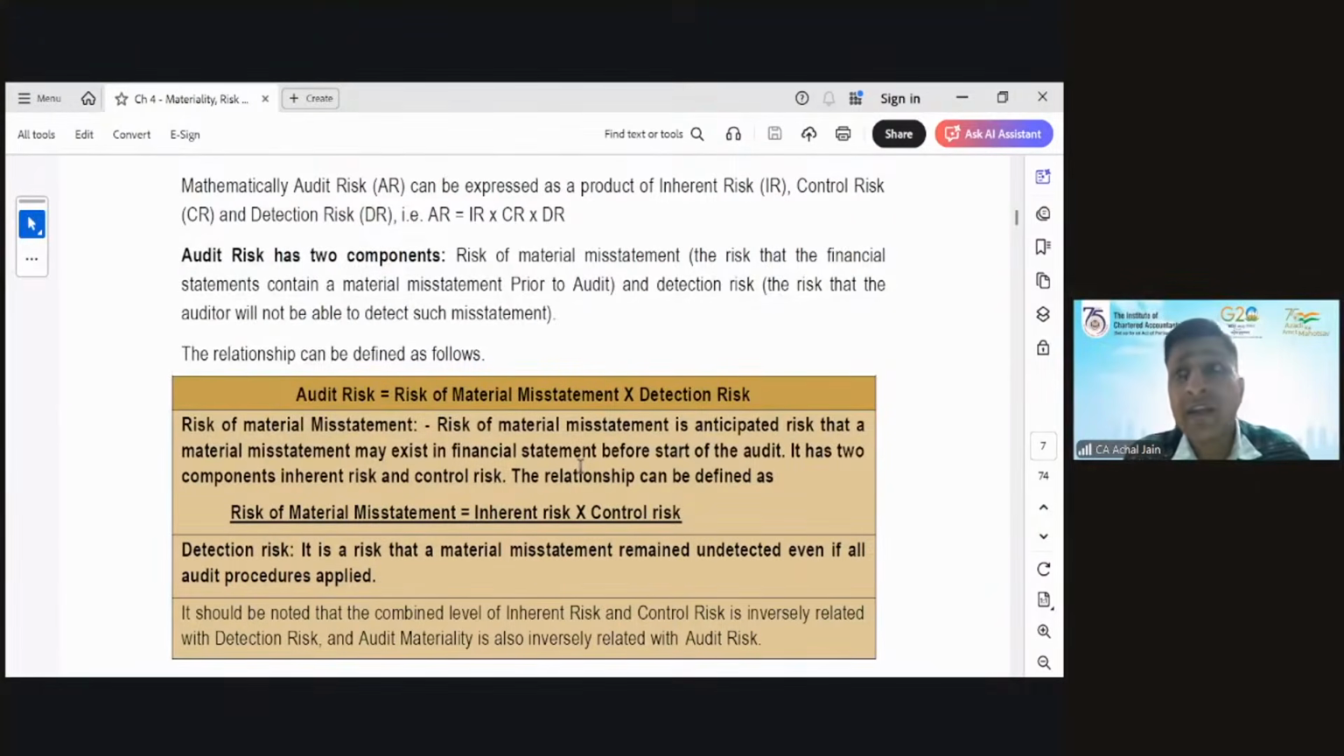And what is the second category? Detection risk, right? So if you look at the first category, it is something which comes from the management, which comes from the entity. If you look at the second category, it comes from the audit side. Again, we are not saying that this has been intentionally done by the management or the auditor. We are saying it's a risk which is present. And that's why the auditor needs to plan his audit procedures so that all of these risks are taken care of. Yes or no?